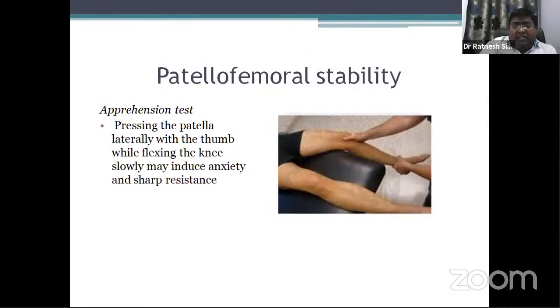Patellofemoral stability can be checked by the apprehension test. Pressing the patella laterally with the thumb while flexing the knee slowly may induce anxiety and sharp resistance. In patellofemoral instability, you will feel resistance by the patient.